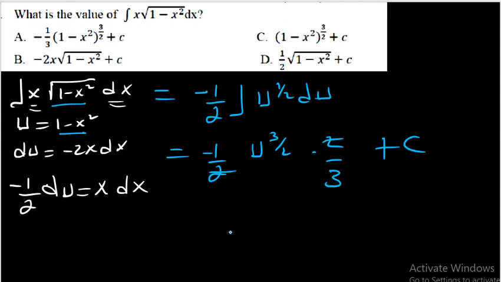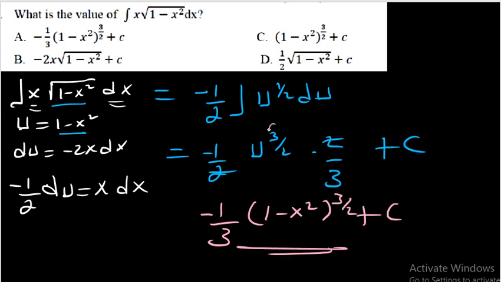Then we can cancel the 2, so what remains now? Negative 1 over 3, and what's u? Get it back, (1 minus x squared) plus c, the whole to the power of 3 over 2, don't forget, because the power of 3 over 2 is here. So the answer will be A.